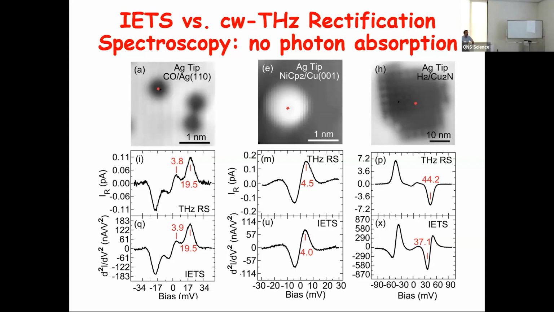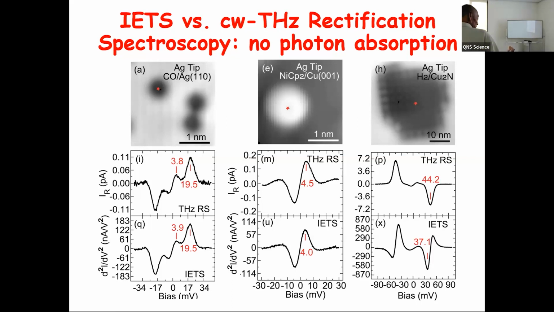And then this is for hydrogen adsorbed on copper nitride. So this is copper nitride, and you can see again that they're basically the same. And this dip here is because of the difference in the frequency of the AC signal that I'm applying. One is in terahertz, and this one here is the 300 hertz oscillation.